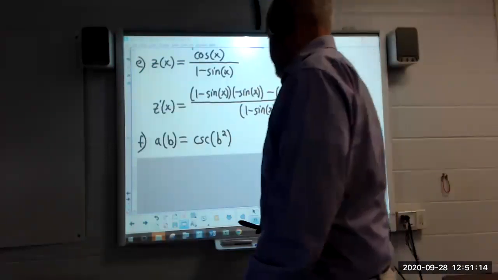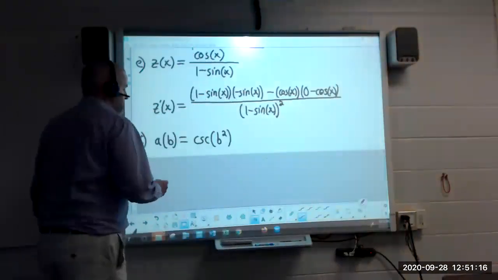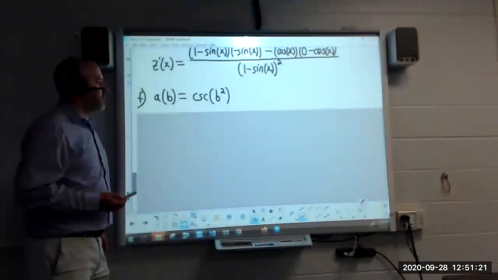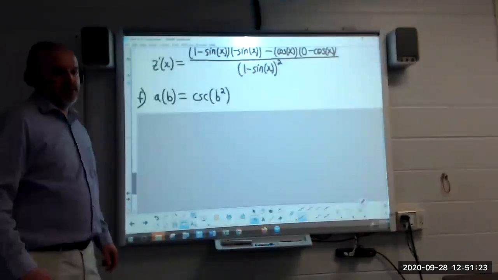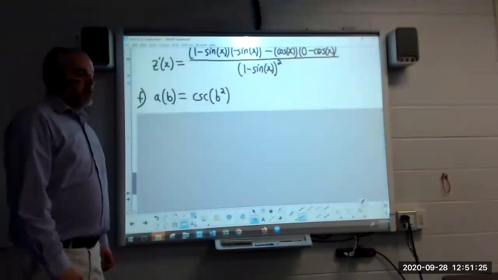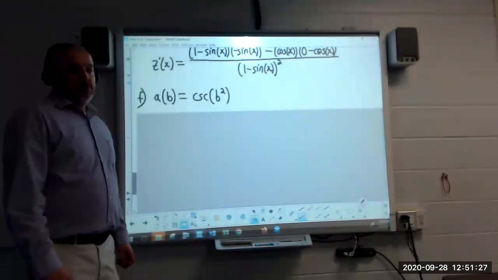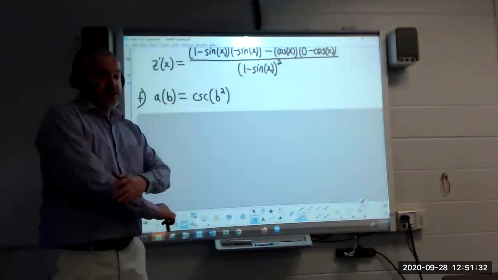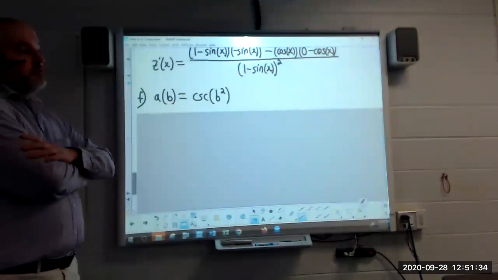The derivative of the function a of b equals cosecant of b squared means I need to be thinking about 3 distinct things. I want to think about basic derivative shortcuts. I want to think about the product rule, the quotient rule, and the chain rule. Those are the things I'm thinking about as I'm processing and deciding. So how do I know which to use?